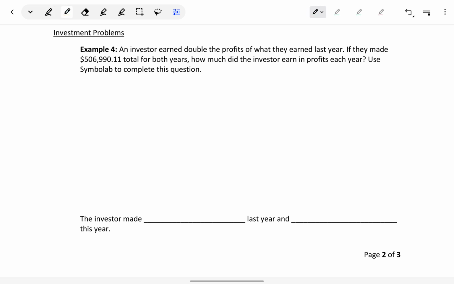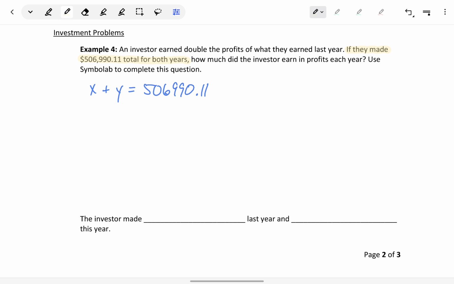Again, we'll start with what I consider to be the easier of the two statements here. If they made almost $507,000 total for both years, then that means however much they made in year 1 plus however much they made in year 2 has to equal that $506,990.11.